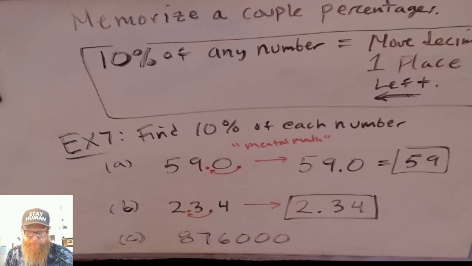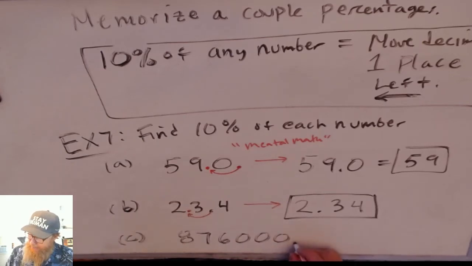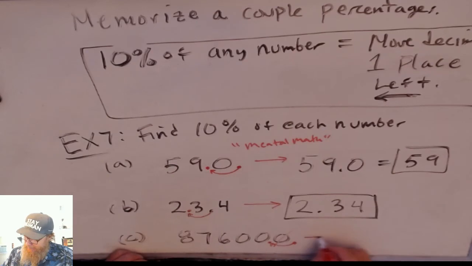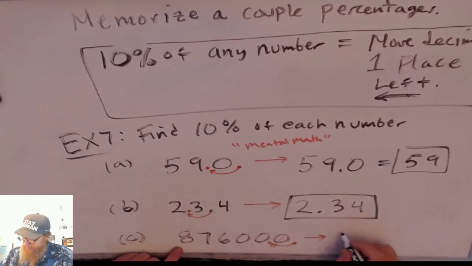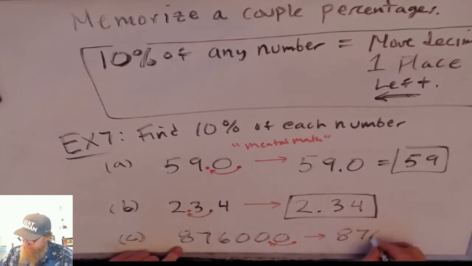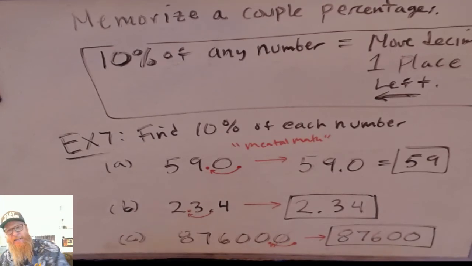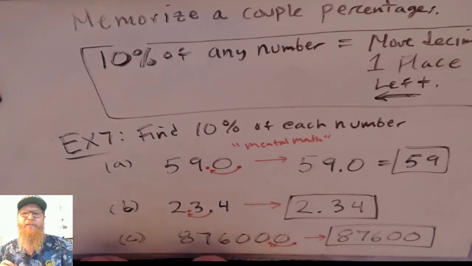876,000. What's 10% of that? Take the decimal here, move it one place to the left, throw away that 0. I need to get some new pens. 87,600. So 876,000, 10% is 87,600.